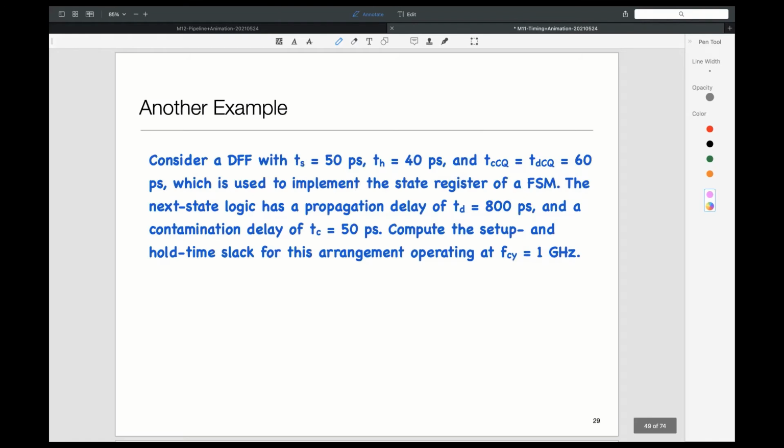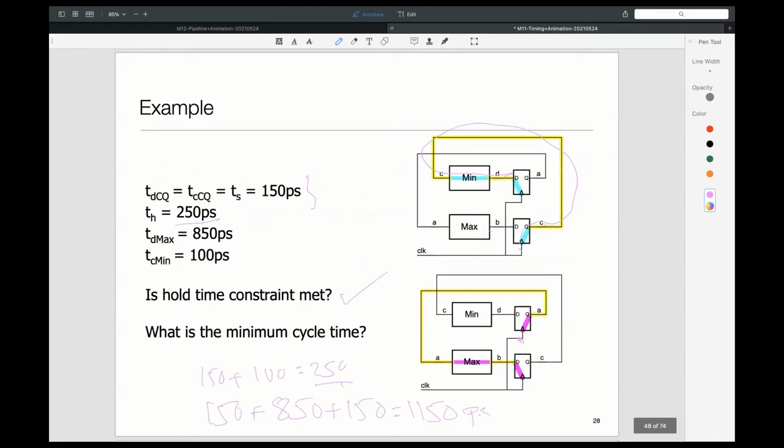Let's look at another one. So firstly, is this clear? Any questions on this one?